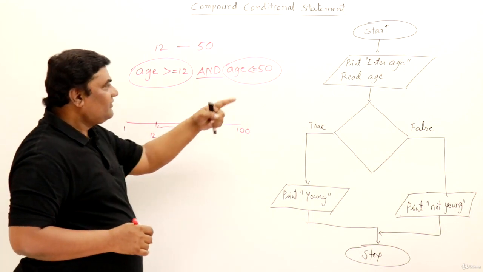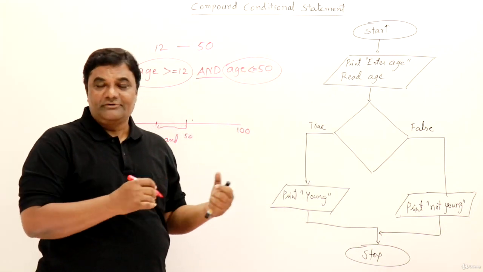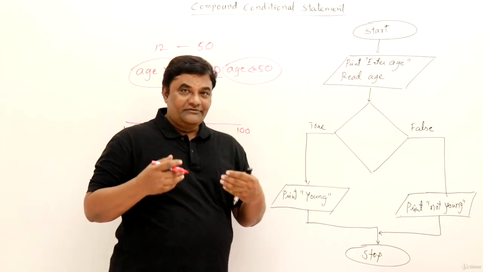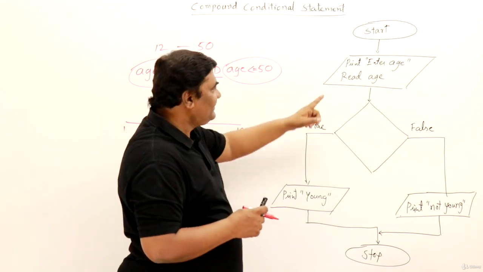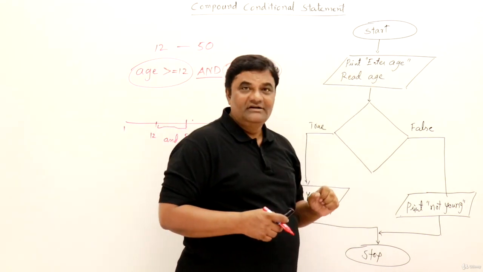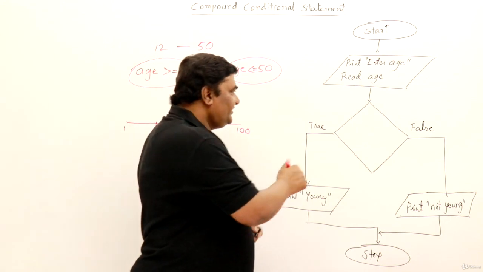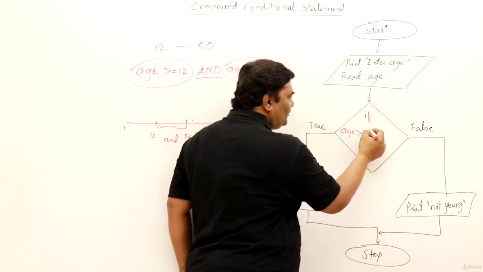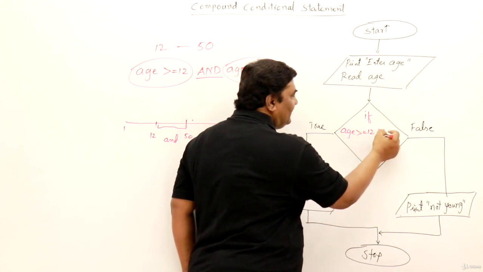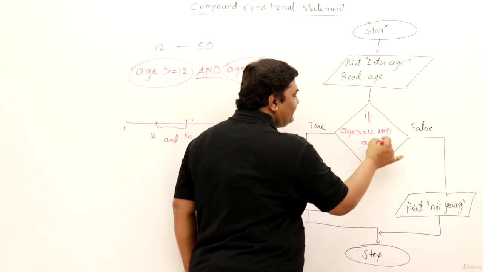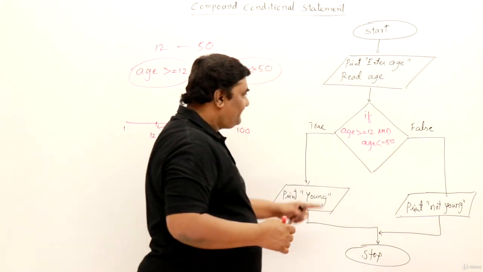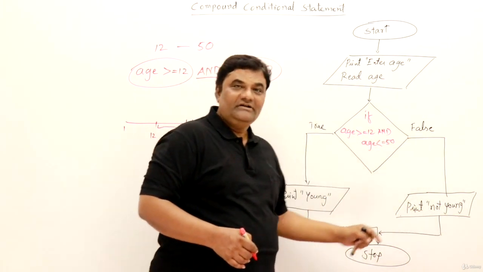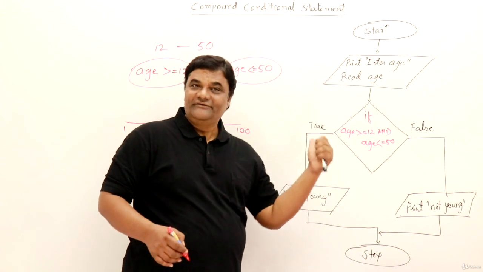Right? So here I already have a flow chart. Let us write a program. For that, first let us look at the flow chart. As a program, I should take input from you. The input here is age. So here, input box, enter age and read age. Then I should check what the age is. Here I will write the condition: if age is greater than or equal to 12 and age is less than or equal to 50. If this is true, print young, otherwise, if false, print not young and stop.